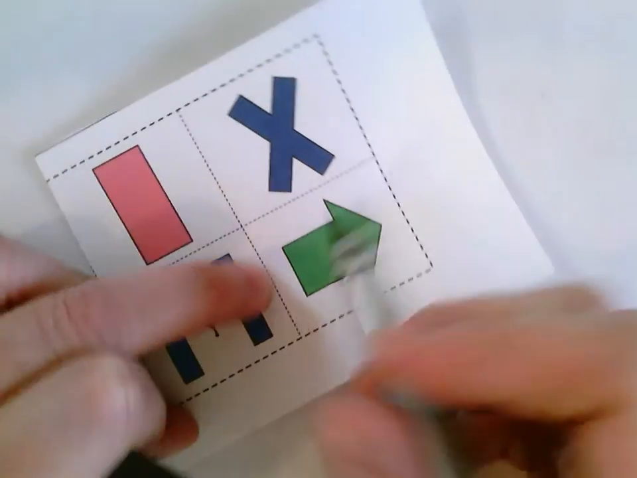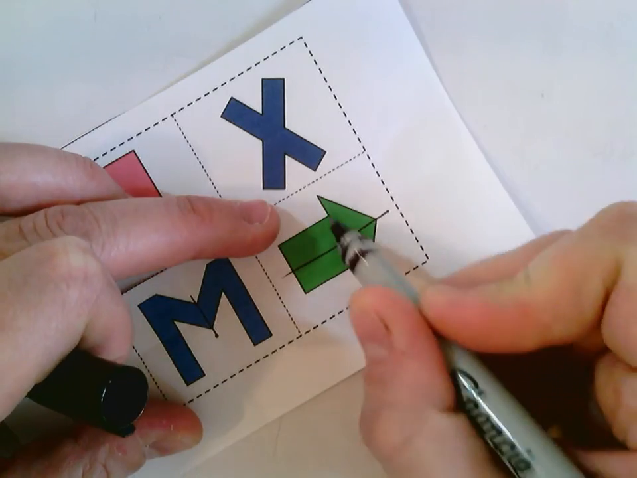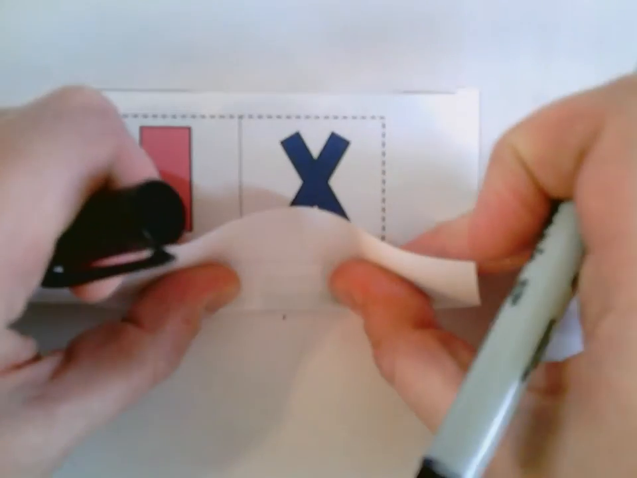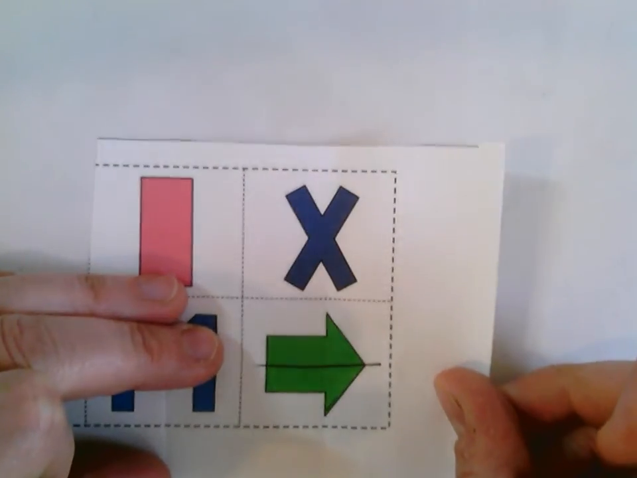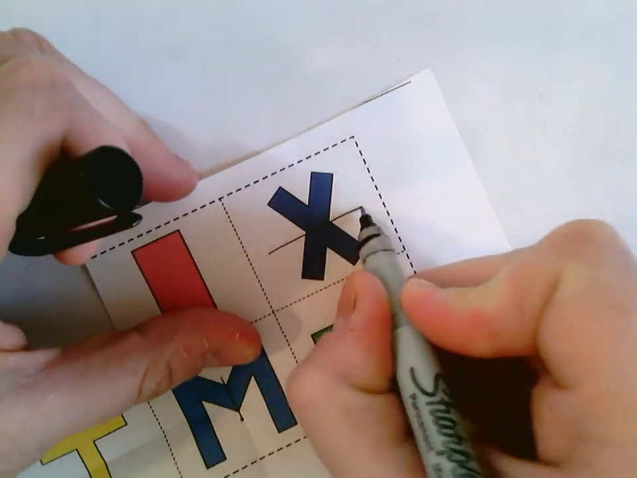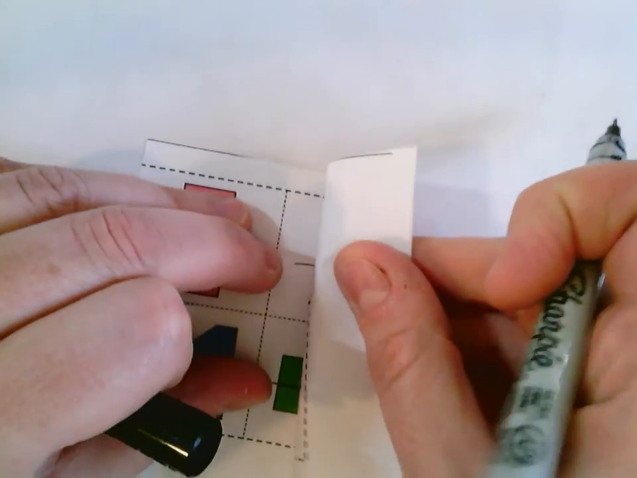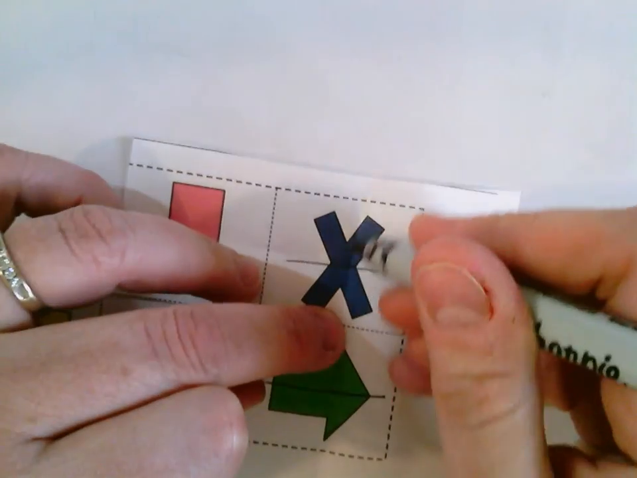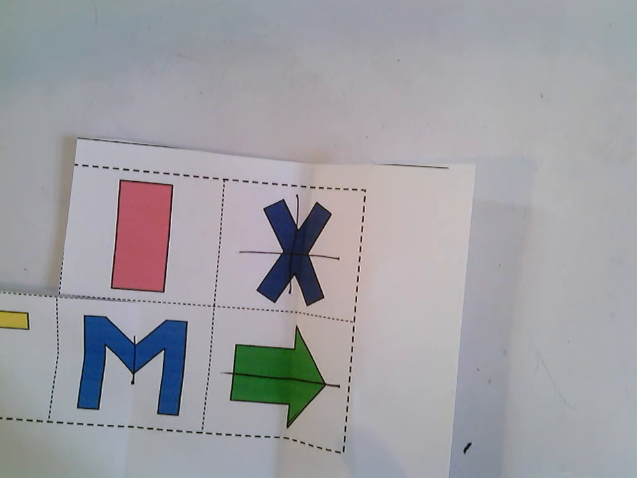Same as looking at this arrow. I can cut the arrow here, and this piece will match up. But if I tried cutting him the other way, they would not match up together. The X, however, I can cut the X this way, and both sides match. And if I cut him this way, both sides would match as well. So some shapes have more than one line of symmetry.